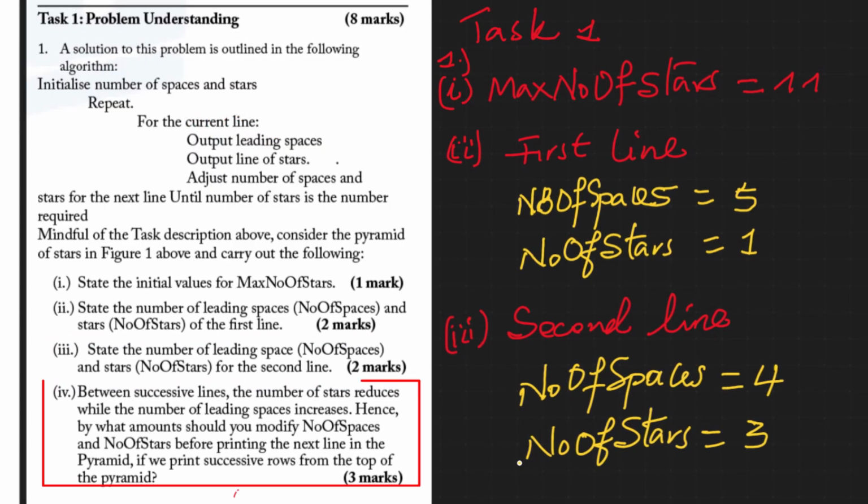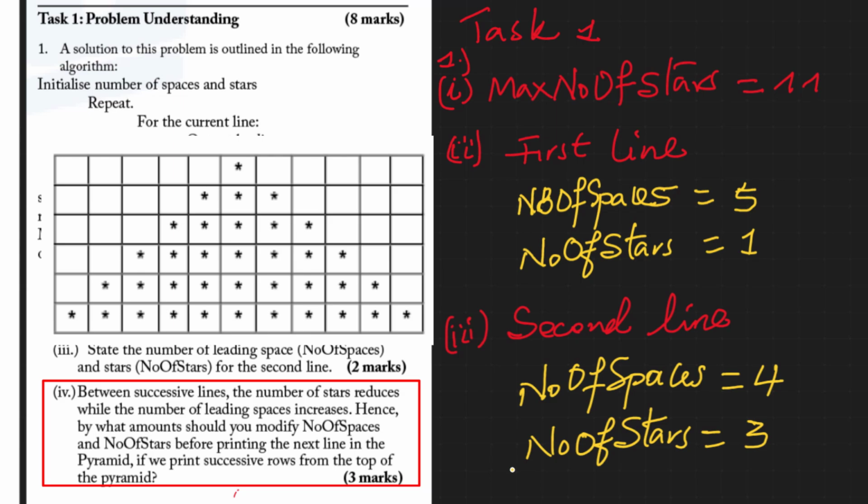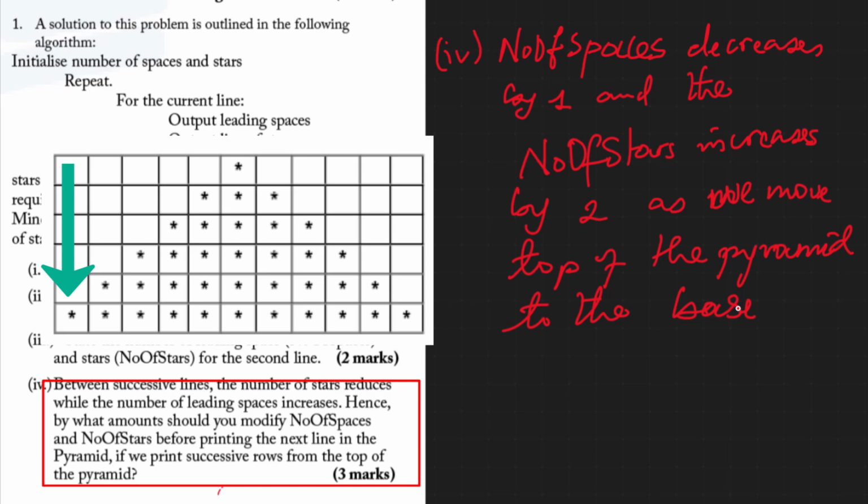Roman 4. Between successive lines, the number of stars reduces while the number of leading spaces increases. If we move from the base upwards, the number of stars reduces and the number of leading spaces increases. Hence, by what amount should you modify the number of spaces and number of stars before printing the next line in the pyramid, if we print successive rows from the top of the pyramid? The number of spaces decreases by 1 and the number of stars increases by 2 as we move from the top of the pyramid to the base.